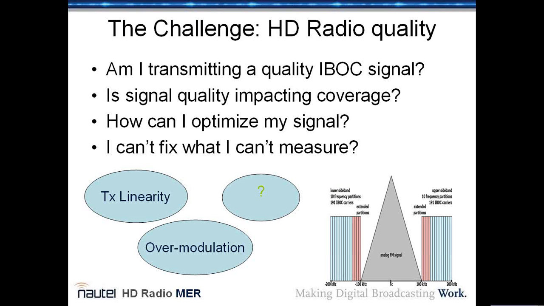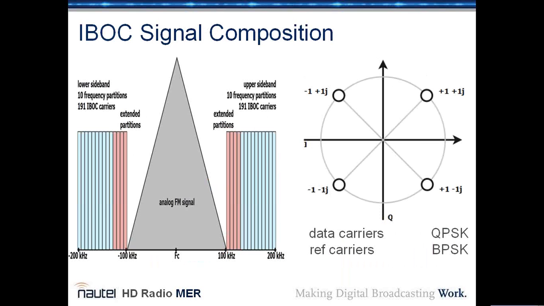First question is, what is MER? So MER, or Modulation Error Ratio, is a way of measuring whether you're transmitting a good iBox signal or a poor iBox signal. I mean, the closest analog measurement would be the signal-to-noise ratio of your signal.